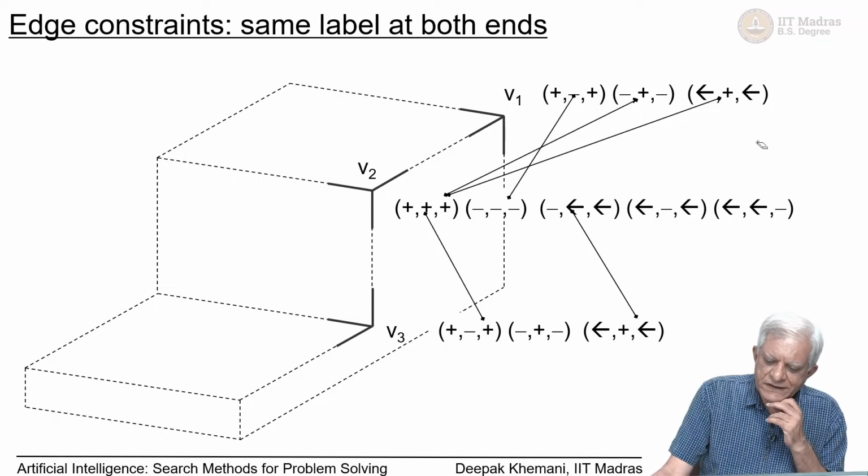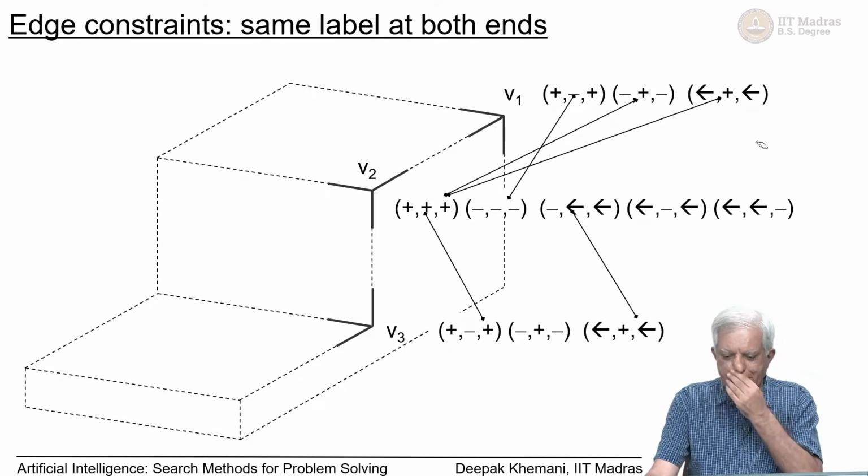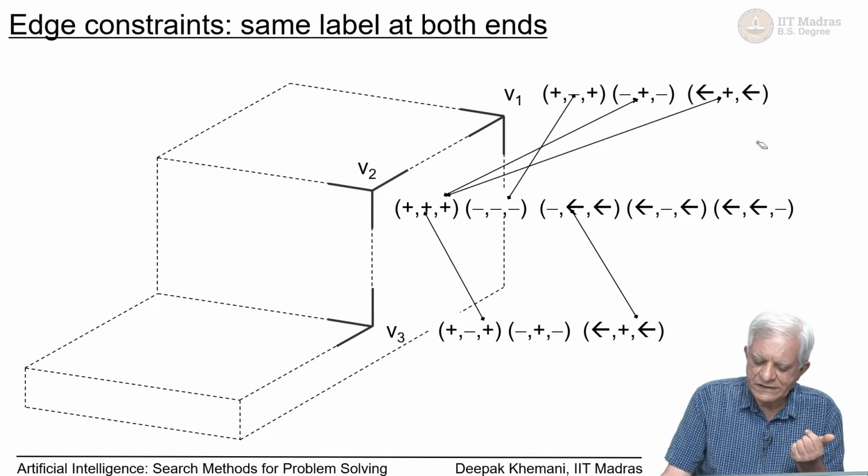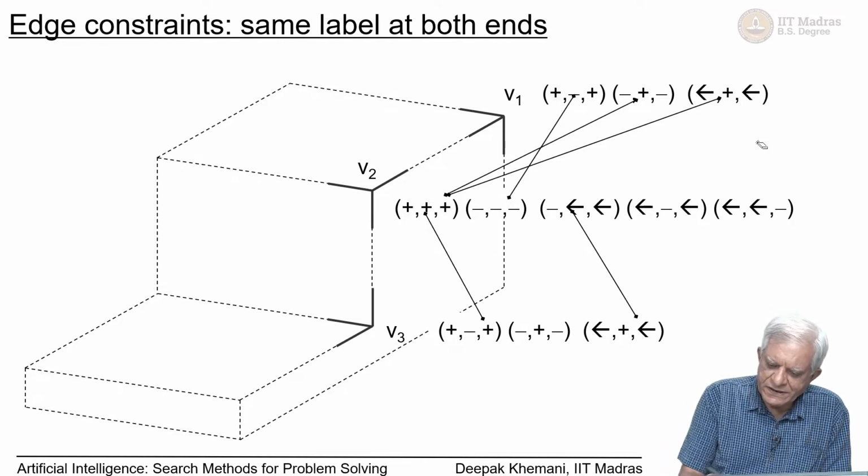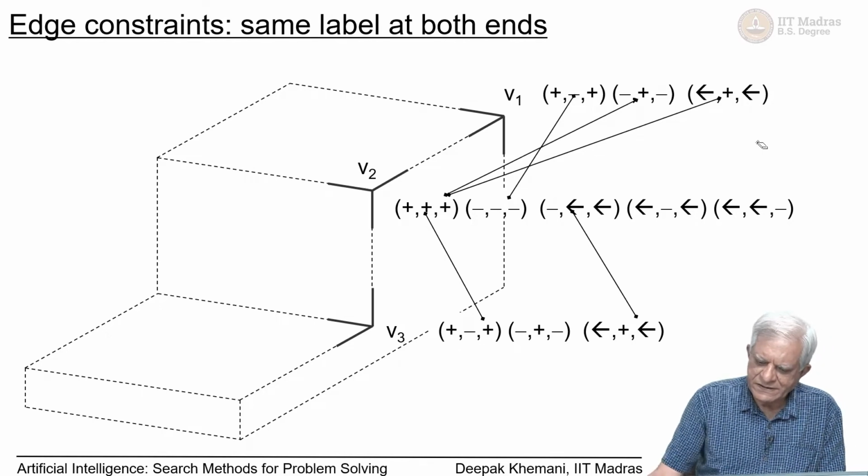Now, what is the constraint? How is it used here? It basically says that every edge is part of 2 vertices, and in both those vertices that same edge must be labeled in the same way. That is the basic constraint that will be followed in physical objects. So, here you can see that vertex 1 and vertex 3 are essentially the same kind of vertices, they are W vertices.